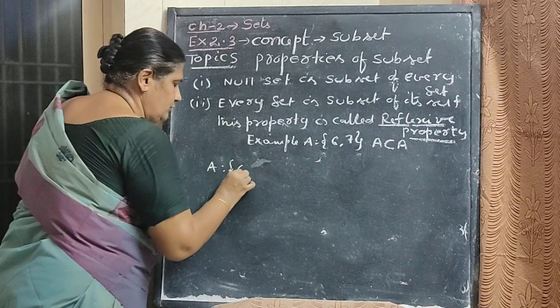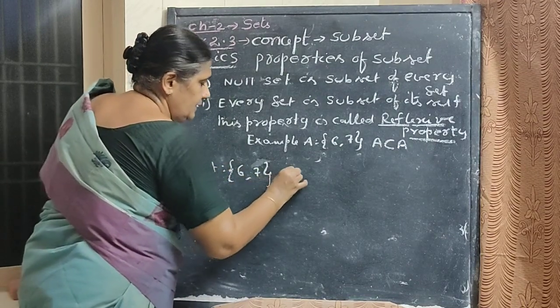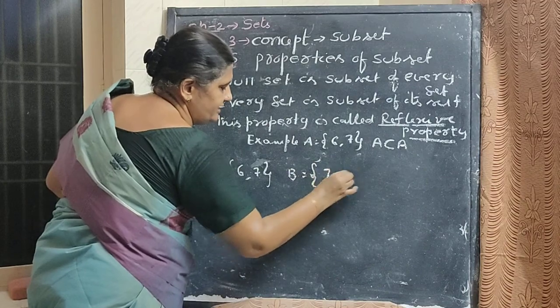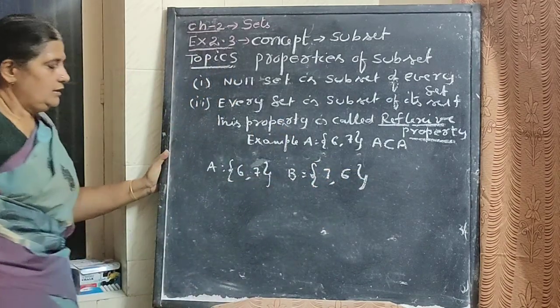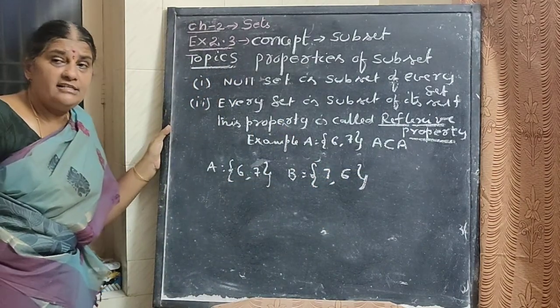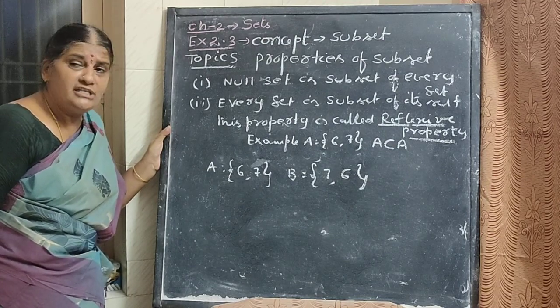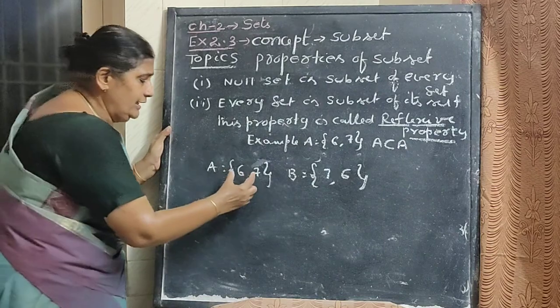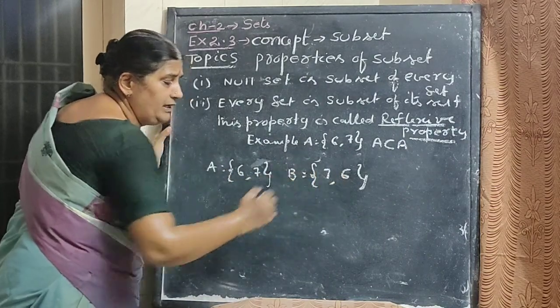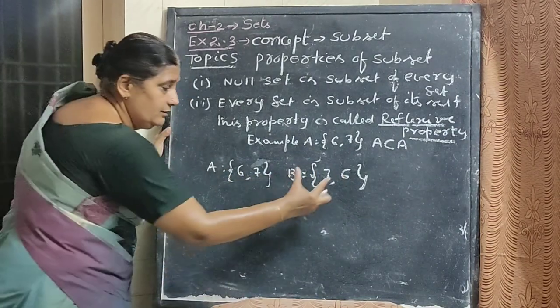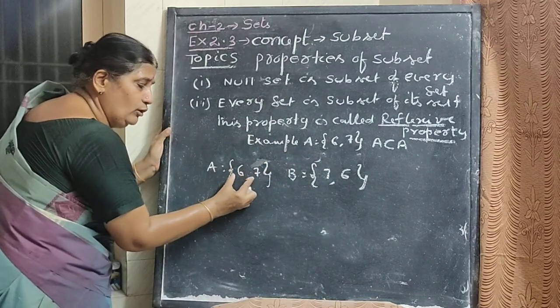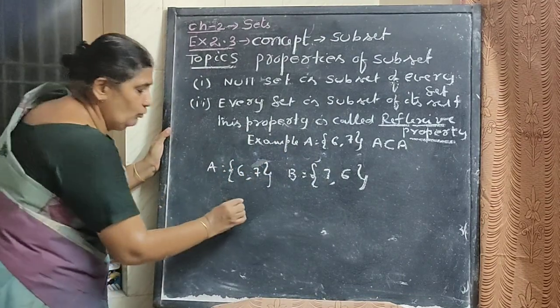A is equal to {6, 7}. B is equal to {7, 6}. Now listen. How many sets have I considered? 2 sets. What is the first set? A is equal to {6, 7}. B is equal to what? {7, 6}. All the elements of A are the elements of B or not? Again, all the elements of B are the elements of A or not? So what must you conclude?